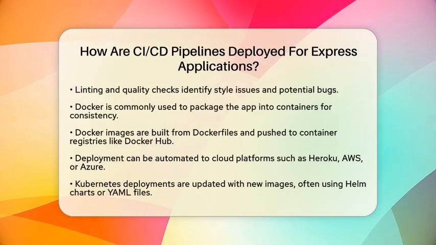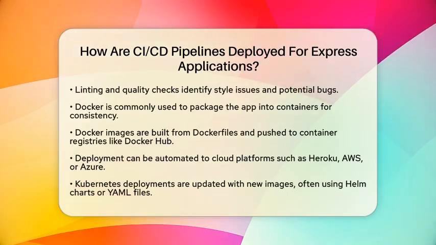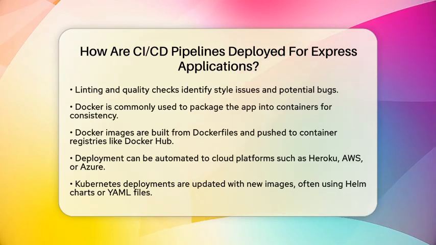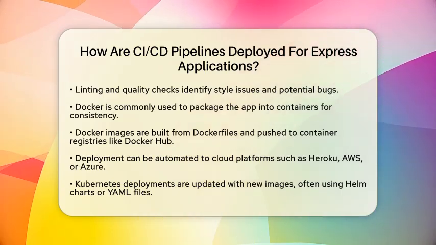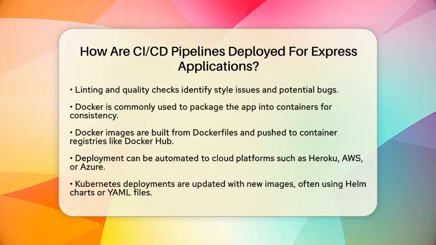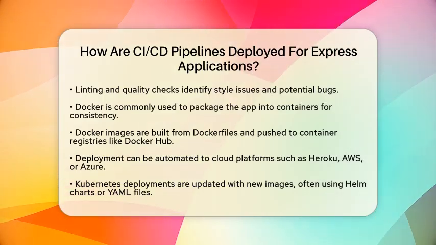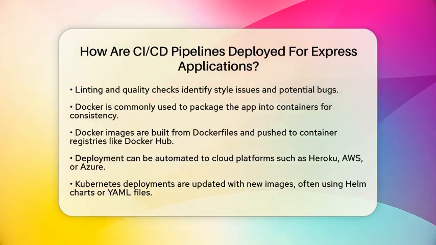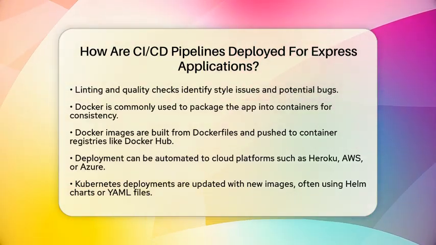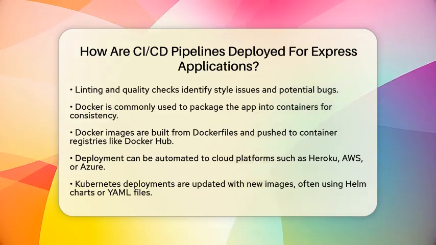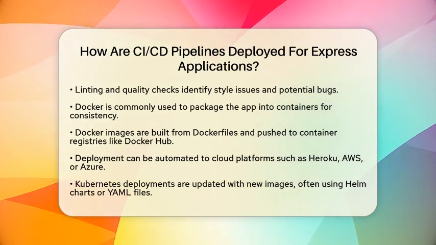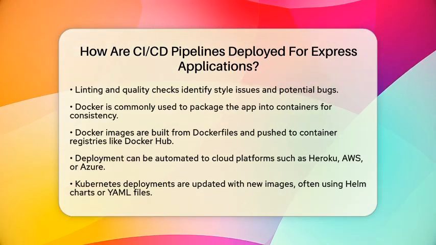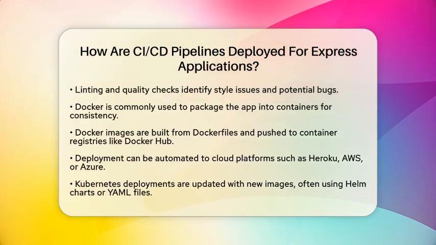Many Express applications use Docker to package the app into containers. Docker creates a consistent environment across development, testing, and production. A Dockerfile defines how to build the container, including installing Node.js, copying your source code, setting environment variables, and specifying the start command. Building a Docker image ensures your app runs the same way everywhere. Once the image is built, it can be pushed to a container registry like Docker Hub or Amazon Elastic Container Registry. This makes deployment easier and more reliable.